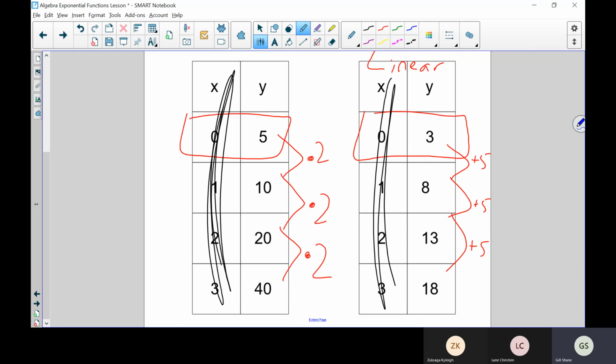Now, they could be going down. They don't have to be going up. We could be multiplying by a number less than 1, and that would make these numbers get smaller. We could be adding a negative number. That would make these smaller. Doesn't change the fact that we'd still be exponential over here and linear on the right. So just because the numbers are going down doesn't change anything. It's a pattern of multiplication or a pattern of addition.